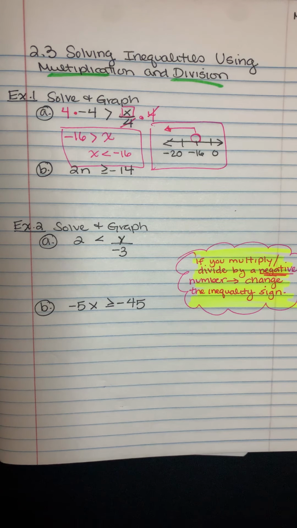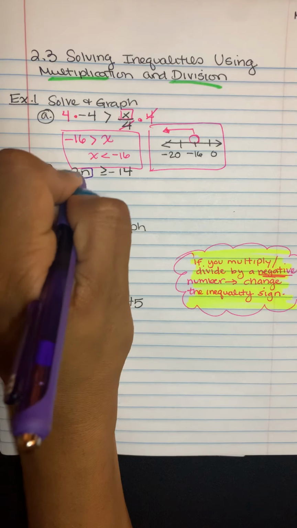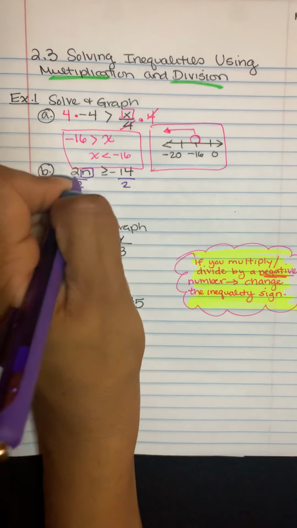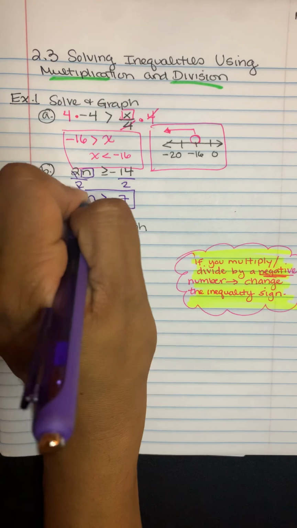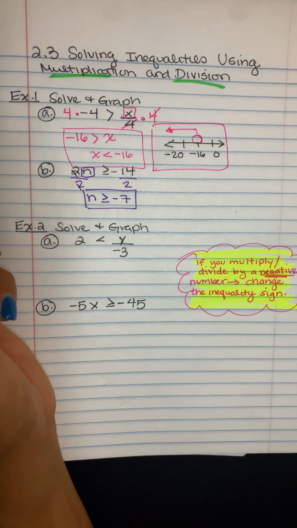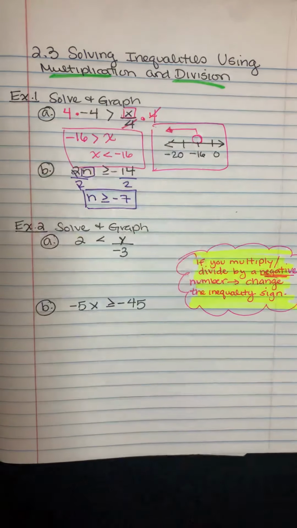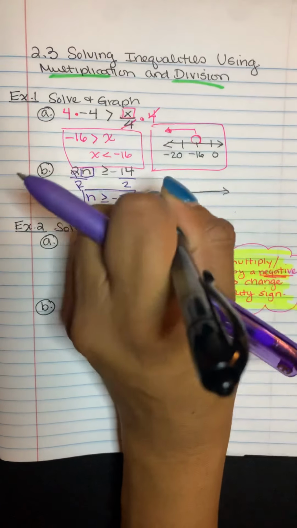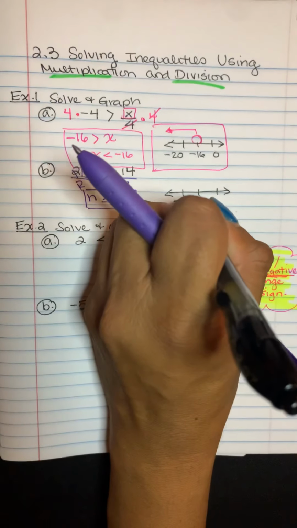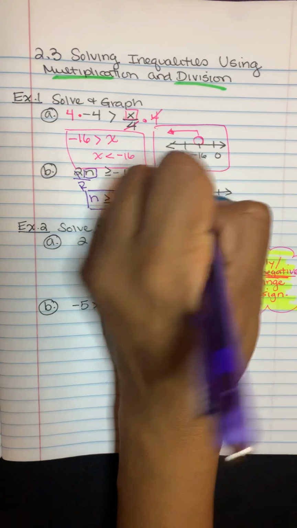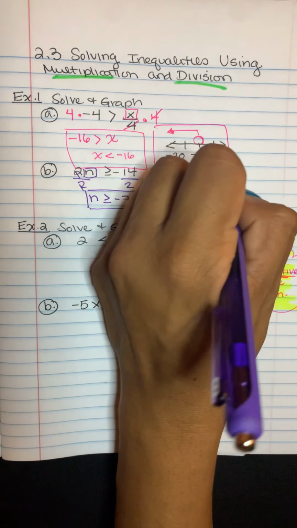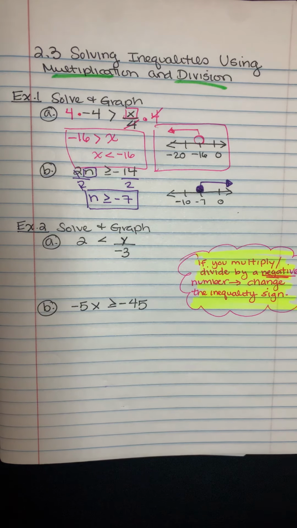B. Isolate the variable, get rid of this 2. So we're going to divide each side by 2. n is greater than or equal to negative 7. So that number is larger than or equal to negative 7. So all the numbers that are larger. Let's use negative 10, negative 7, and 0. It is a closed dot. We want to include negative 7. And all the numbers that are larger or greater or to the right. Okay.